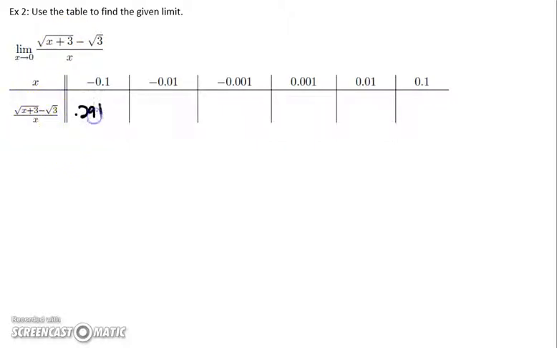We're going to get 0.29111, 0.2889, 0.2887, 0.2886, 0.2884, and 0.2863.